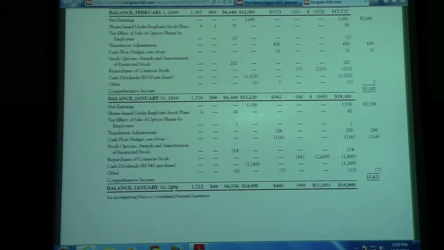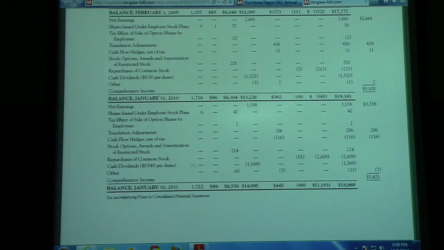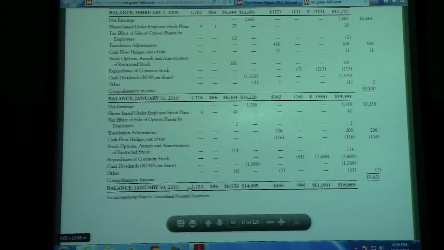Okay? All right, so it wants to know in this problem what is the dollar amount of cash dividends declared during this year. Well, if we look for cash dividends, we find this line item where this little hand cursor is. 1.569 billion is the amount of cash dividends that have been declared during the year ended January 30th, 2011.